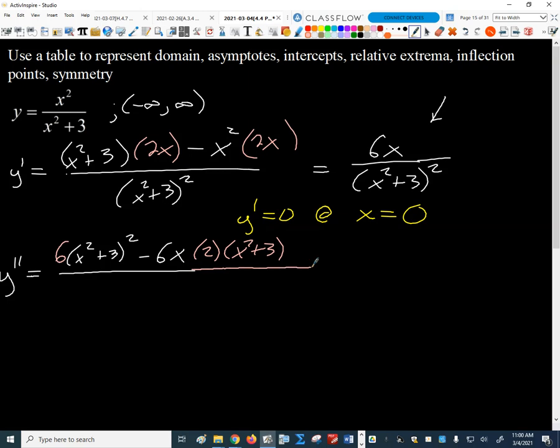And then it's just 2x. There you go. Good job. Okay. All divided by the bottom squared, which is just going to be, if I square a square, I just get fourth power, right? So on the bottom, I'm going to get x squared plus 3 to the fourth.